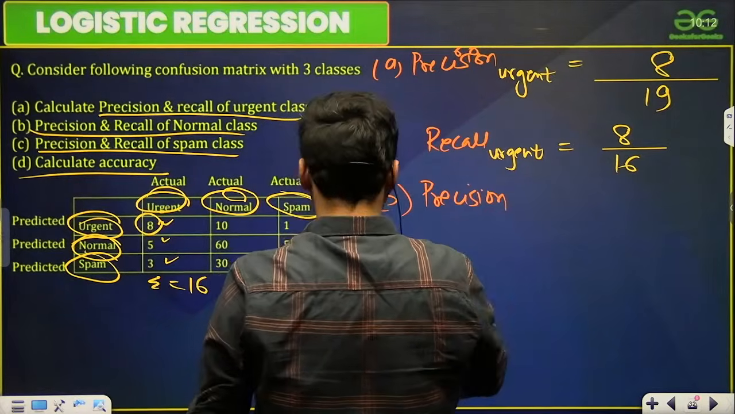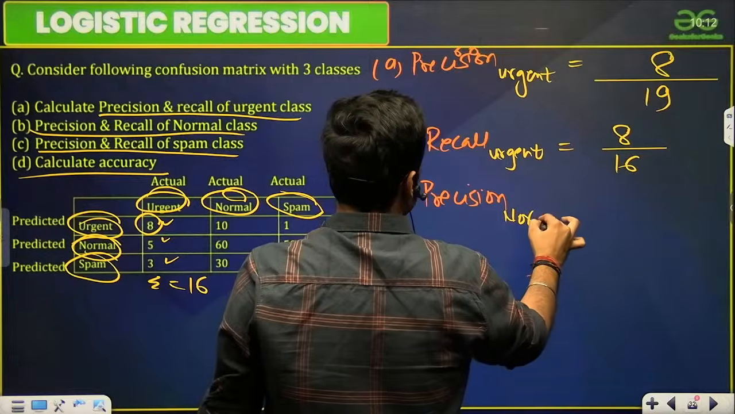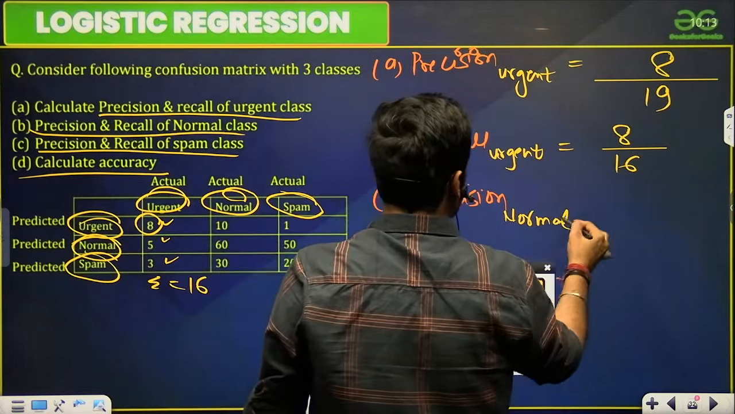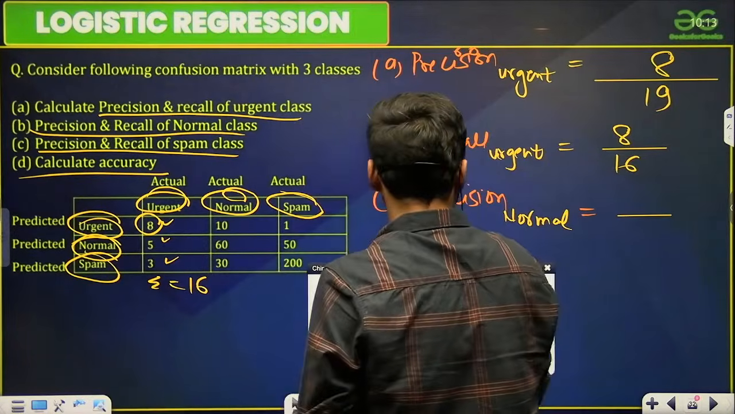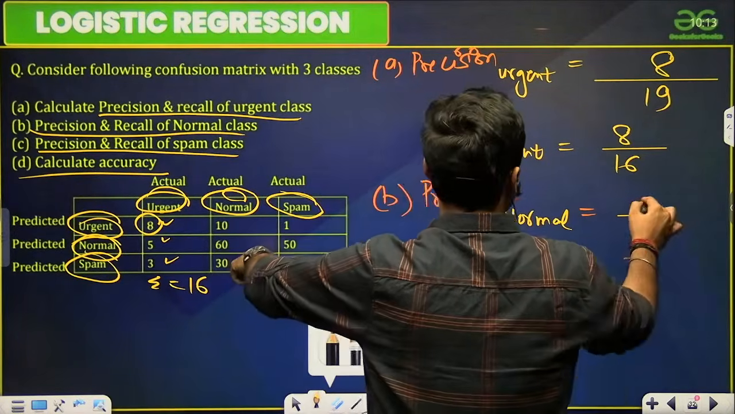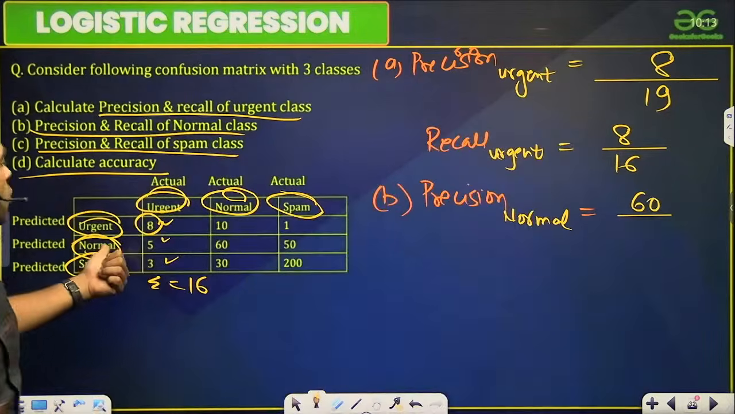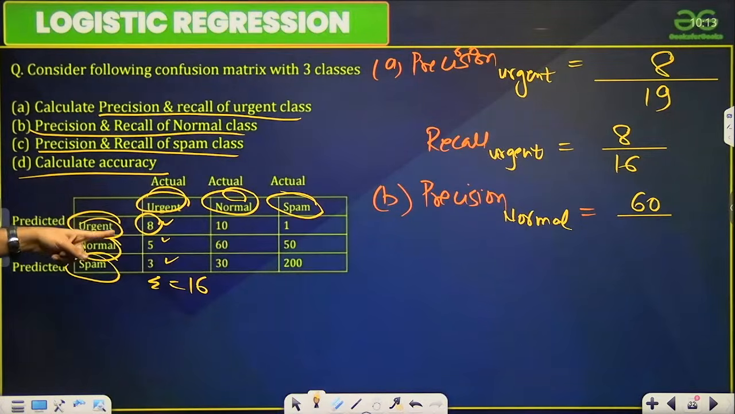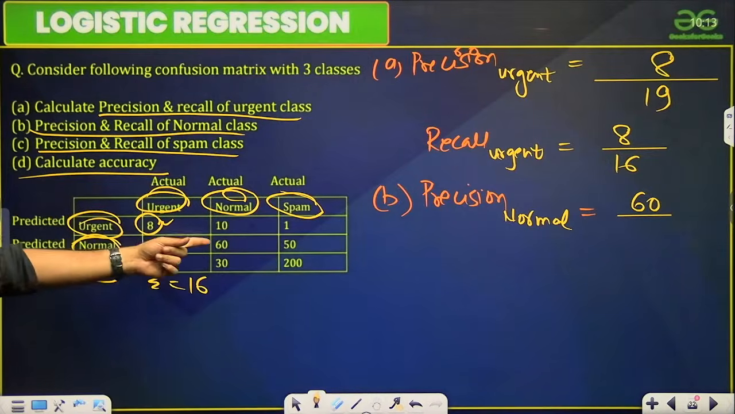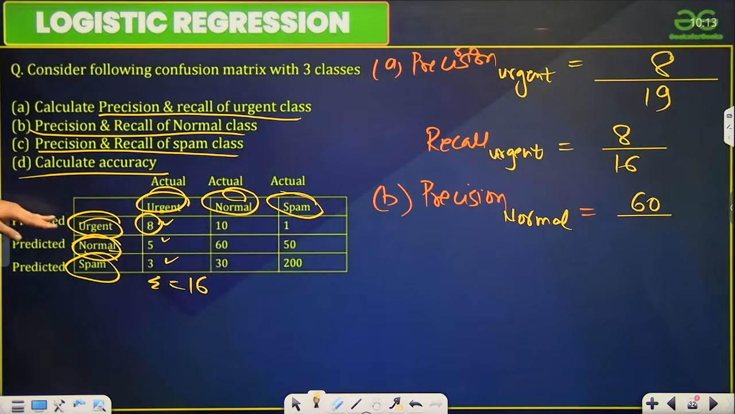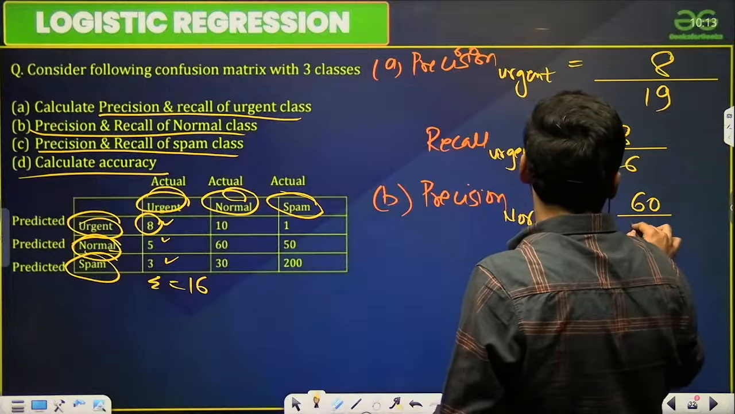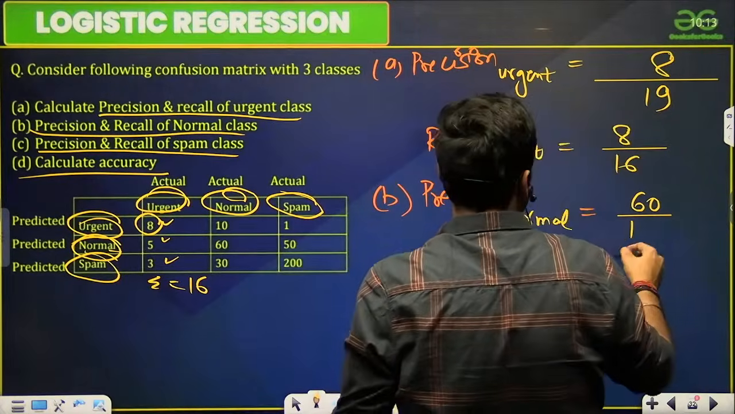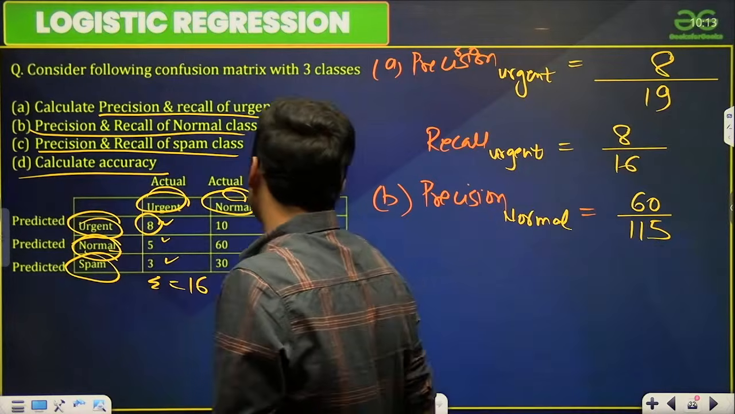for the class normal, how much is that? Very simple. Precision for class normal is true positives, which is 60. Actual normal and predicted normal is 60. So this would be 60 upon total predicted normal. Total predicted normal is 60 plus 50, 110, plus 5, 115. So this would be 60 upon 115, right?